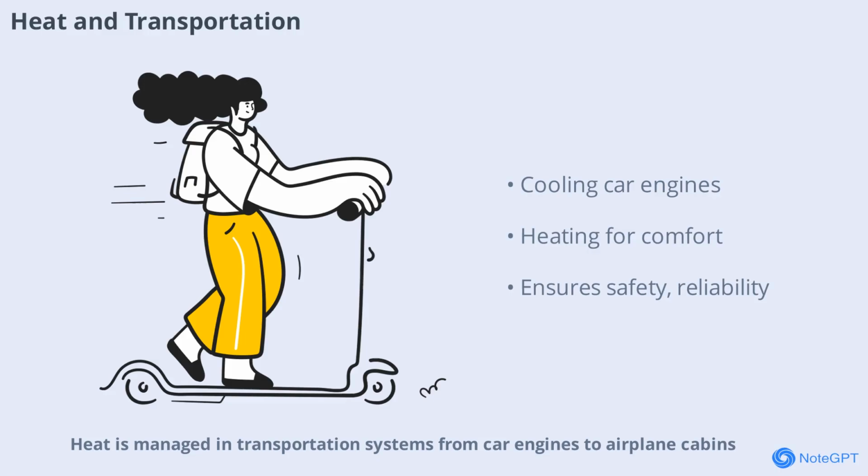Heat is managed in transportation systems, from car engines to airplane cabins. Cooling systems prevent overheating, while heating systems ensure comfort in cold weather. Engineers design vehicles to handle heat efficiently, ensuring safety and reliability on the road and in the air.